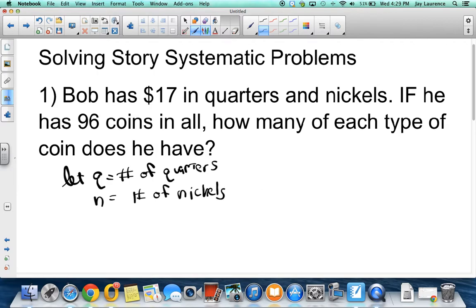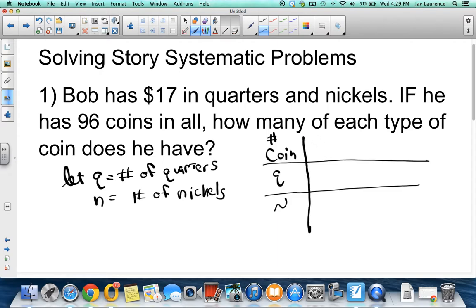Now, if you remember back in the day, some of us would make a little chart here, and we'd go, what the coin. Okay, and so we have the quarters, and then we have the nickels, and this would actually be the number of the coin, right? Q is the number of quarters. N is the number of nickels, and then the value, right? And the value would be 25 cents, and a nickel is 0.05. Don't put 0.5 there. It doesn't make any sense.